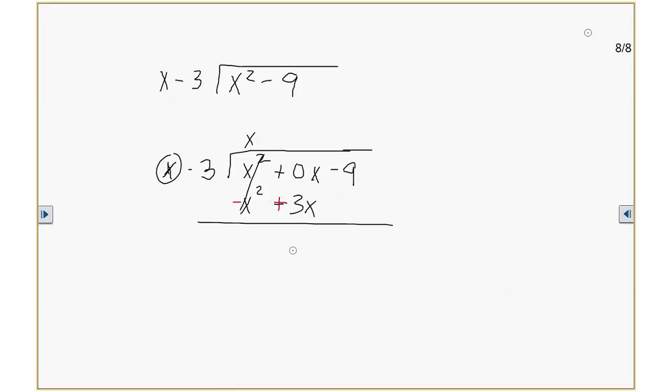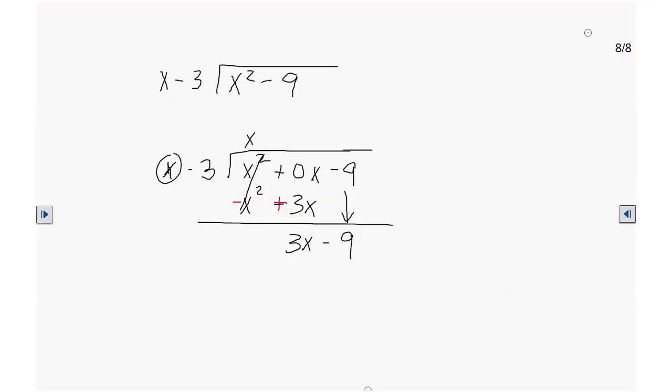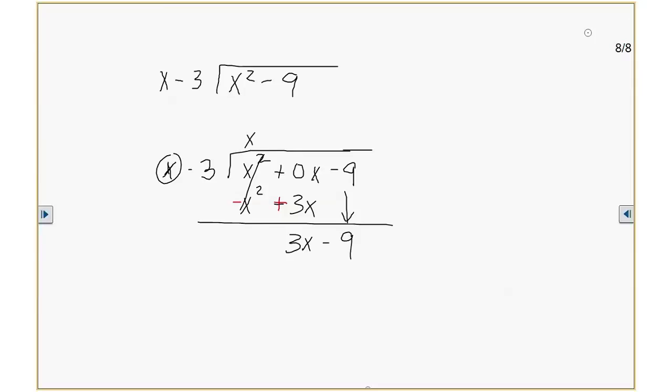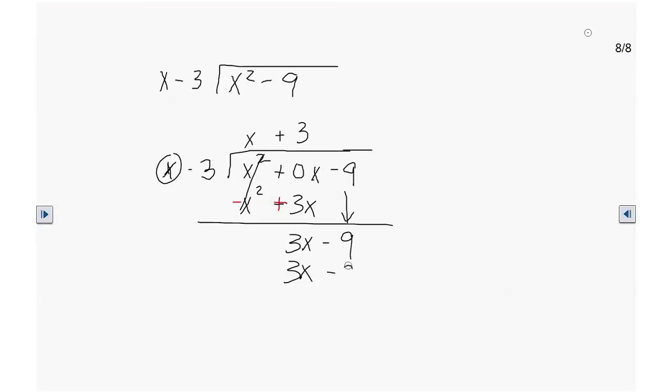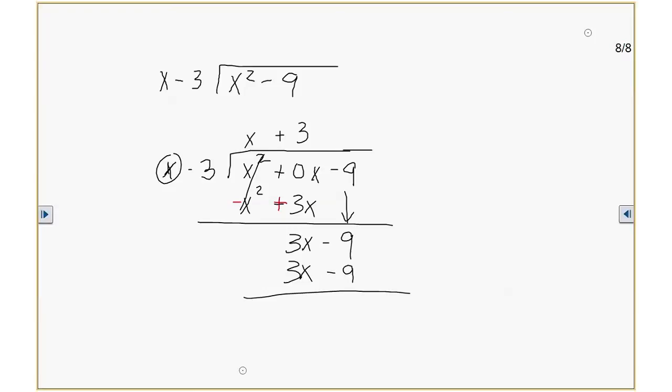0 plus 3 is what? Bring that down to help out. How many times will x go into 3x? 3 times. 3 times x is 3x. And 3 times negative 3 is the positive negative 9. You always subtract. That makes that a negative, and that's a positive. So that goes out. You're left with 0. So that 0x truly is just a placeholder.